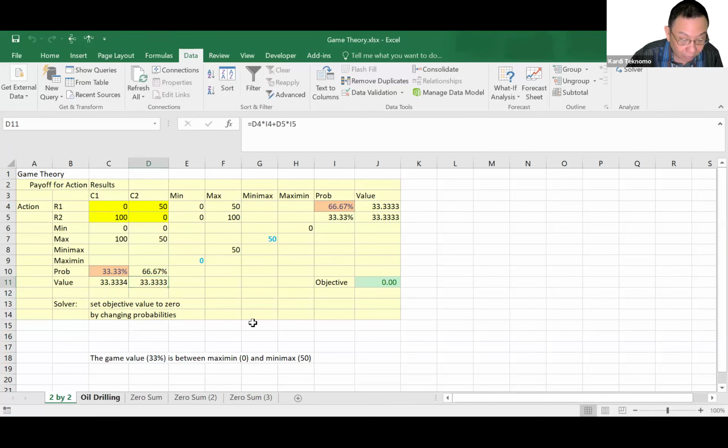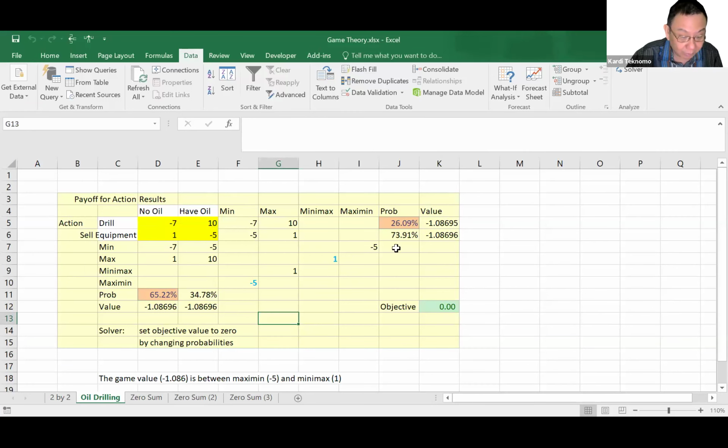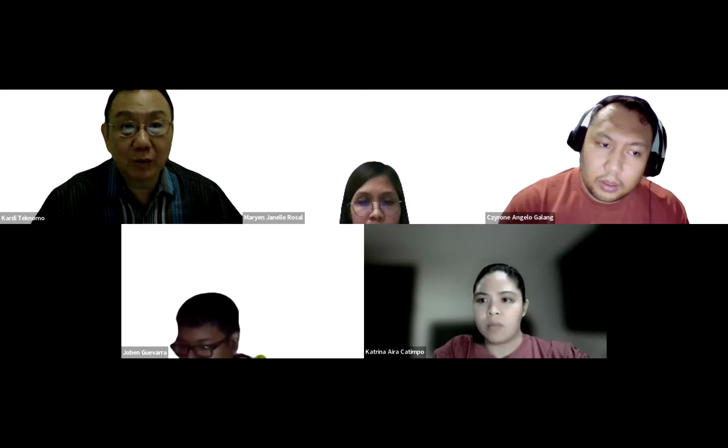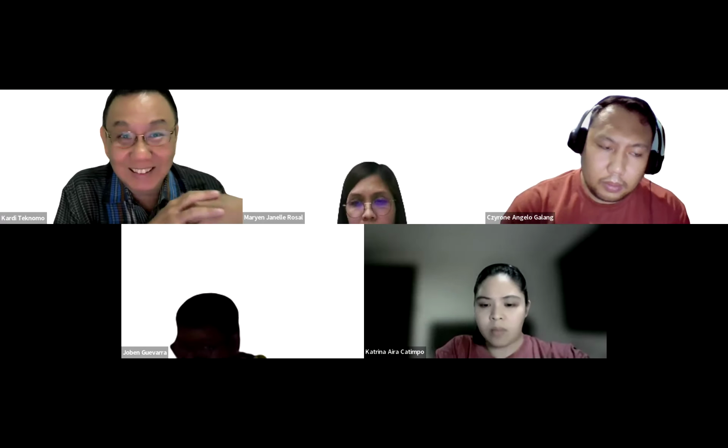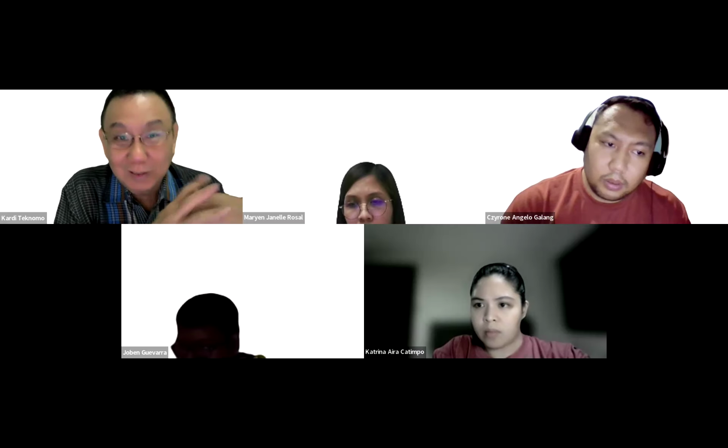For the drilling, it's the same thing. So you can set up any values and use the same technique. Please try, and then you can share your screen so that I will know that you already know how to compute this. For the exam, you need to know how to compute.